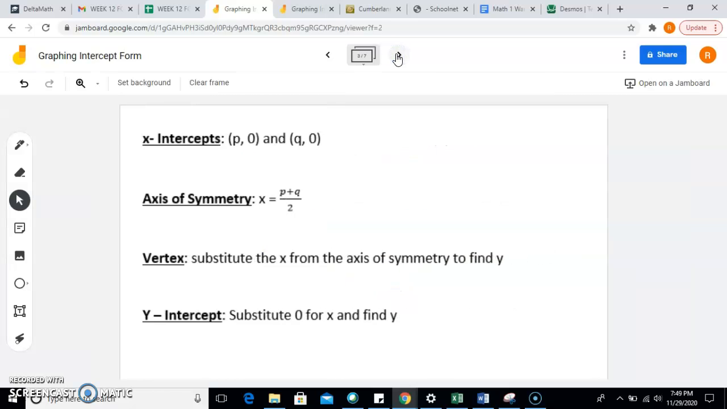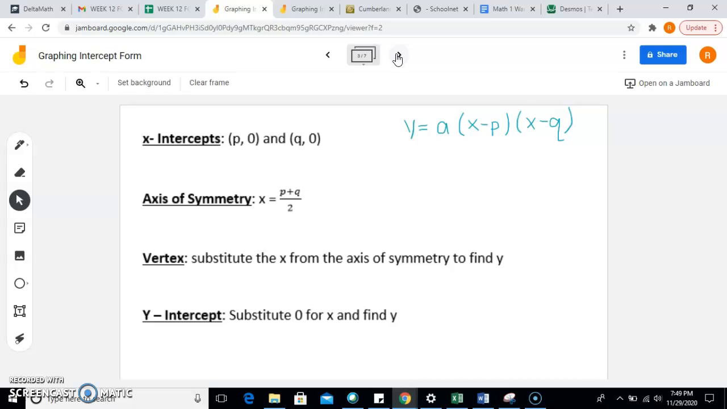Now today we're going to be graphing from intercept form. So what you need to do is pause this and write these down in your notes. The x-intercepts. Remember, intercept form was y equals a times x minus p times x minus q, where p and q are our zeros. So p comma 0 and q comma 0 would be the x-intercepts, and that's where it crosses the x-axis.